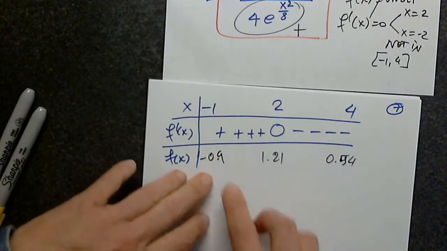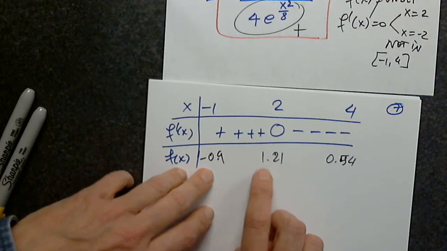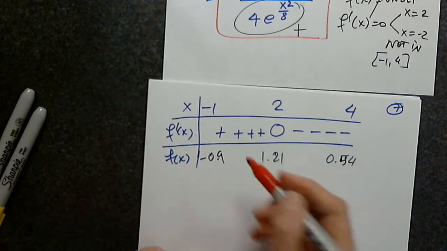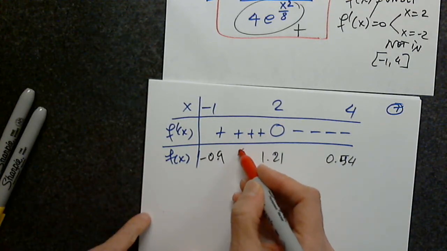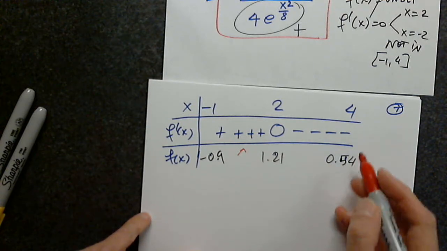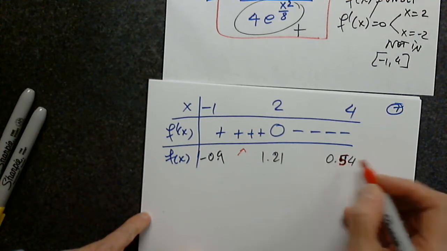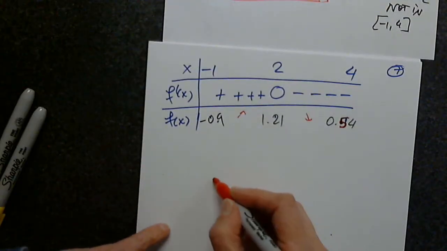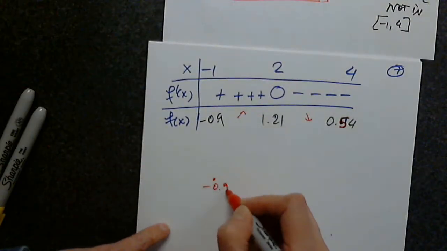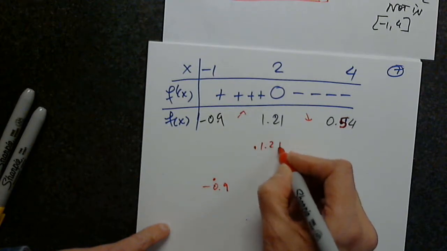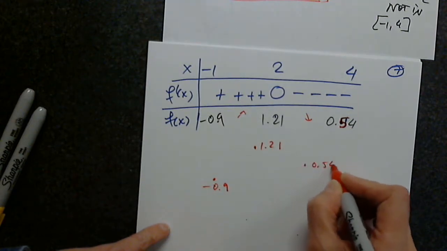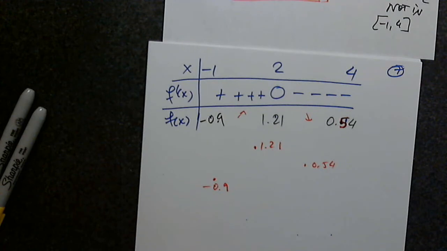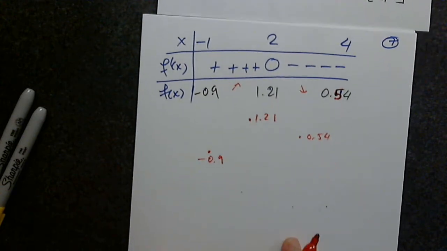Okay, so from negative 0.9 to 1.2, what does the function do? Right, is that supported by the sign of the first derivative? From 1.21 to 0.54? Good. So now I know that it's coming from this point. It's going up to 1.21, and then it stops at 0.54. I'm not graphing the function, I'm just plotting the heights.